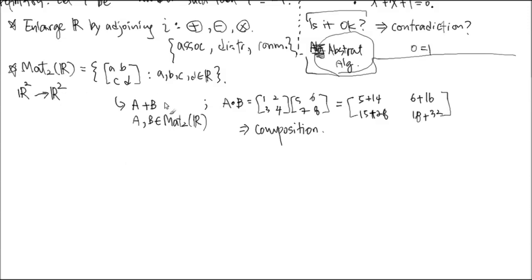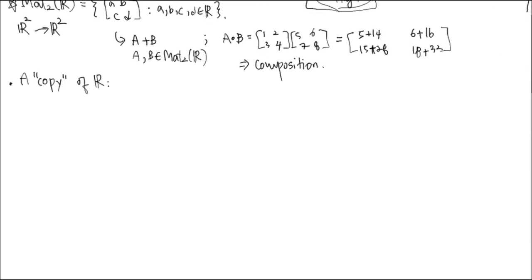Okay, these are the numbers in there. So what I'm going to do next is I'm going to discover a copy of R. What's R? R is the real numbers, right? Each thing in there is not a real number. These are matrices. It's like four real numbers put together.